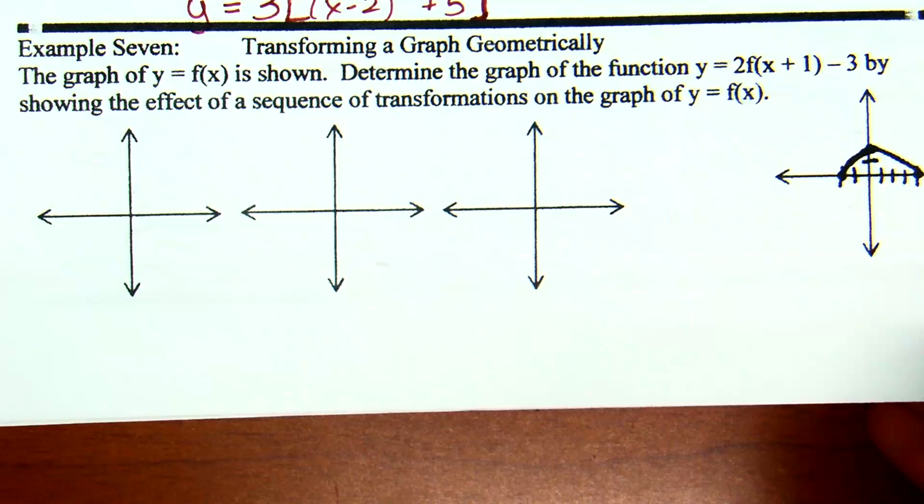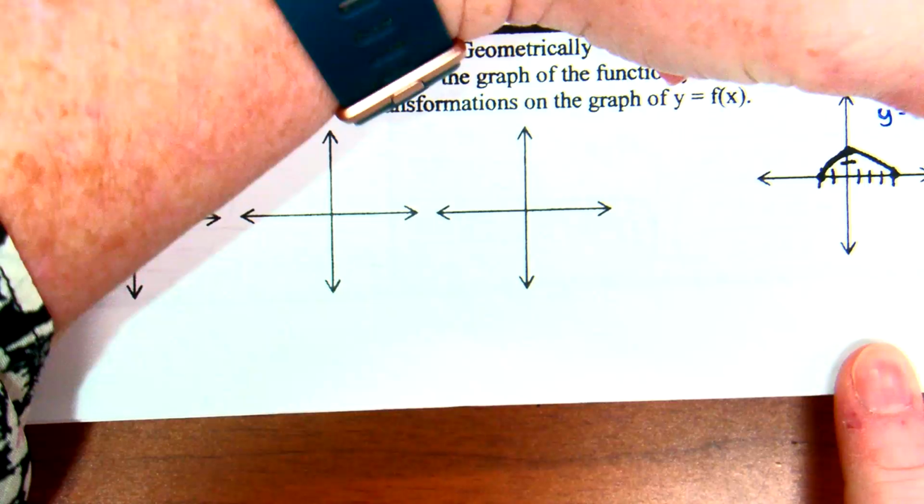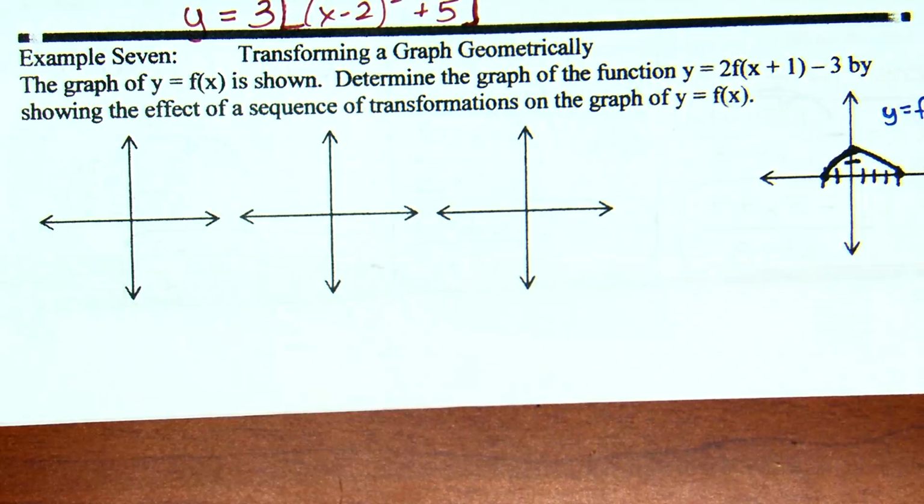Okay, one last thing, and then I'm hoping you guys can have a little bit of work time here. Transforming a graph geometrically. So there is a graph there. Not a very good one, but there's a graph there. And the graph of y equals f of x is shown. So right over here, this is y equals f of x. Determine the graph of the function 2f of x plus 1 minus 3 by showing the effect of a sequence of transformations on the graph y equals f of x.